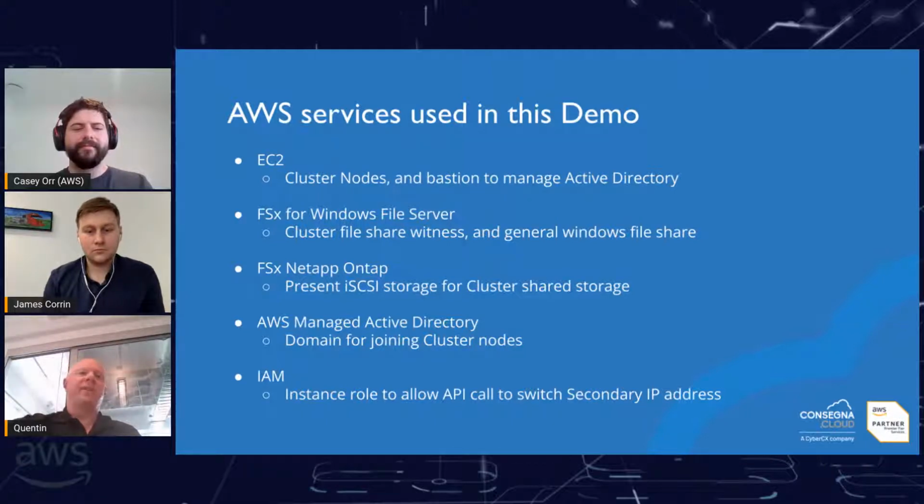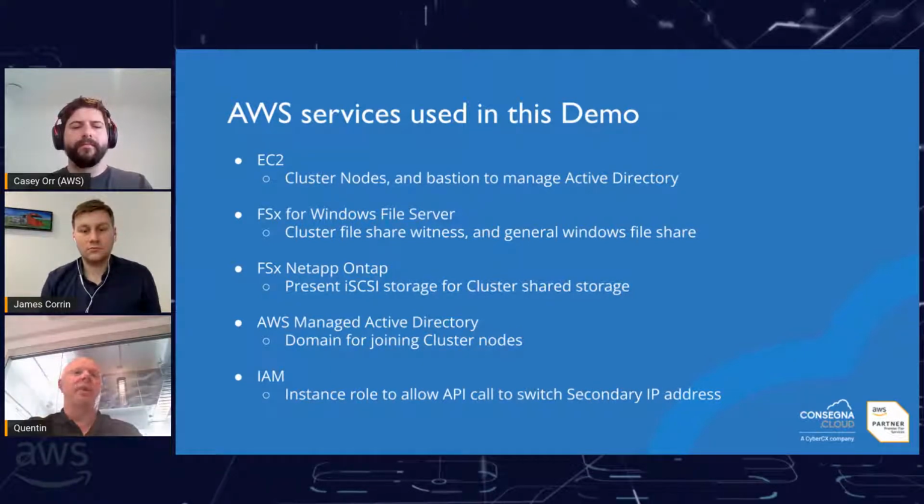So obviously for a Windows failover cluster, we needed some EC2 instances. In this instance, we've got a 2-node cluster, so we've got 2 EC2 instances running. We have a third server running, and this is a bastion, so we can manage the Active Directory. We can add users, change permissions, whatever we need to do there.